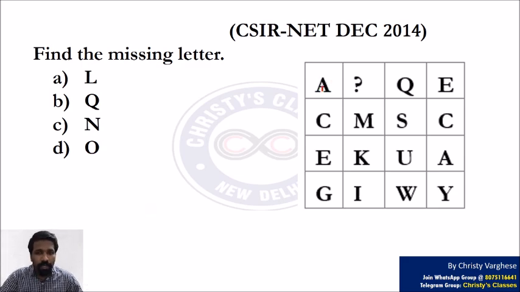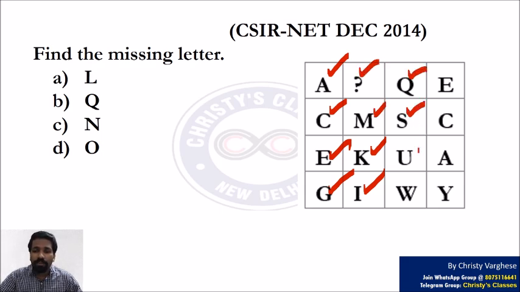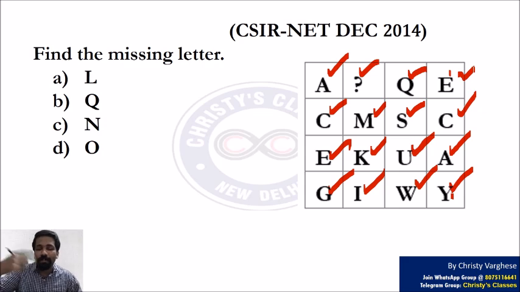I will repeat one more time. First letter, third letter, fifth letter, seventh letter, ninth letter, 11th letter, 13th letter, 15th letter, 17th, 19th, 21st, 23rd, 25th, first letter, third letter, fifth letter. So plus 2 is the addition pattern. So O is the answer.